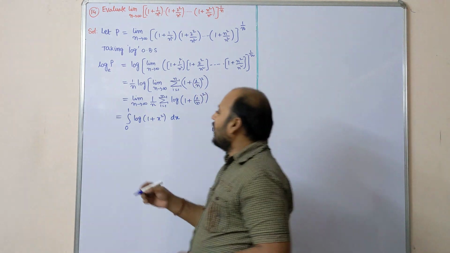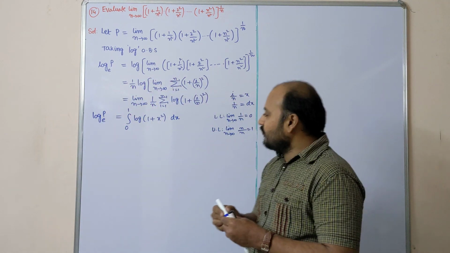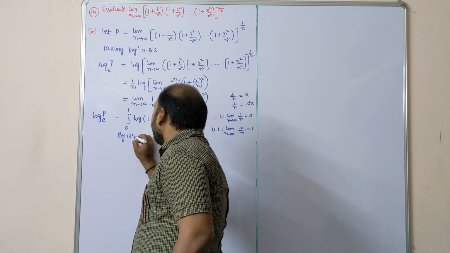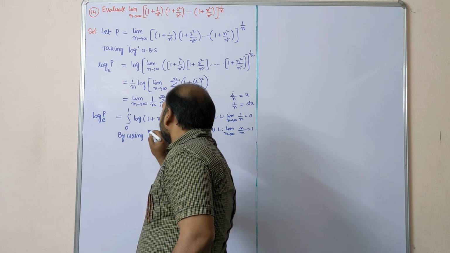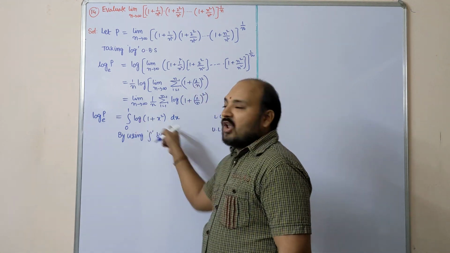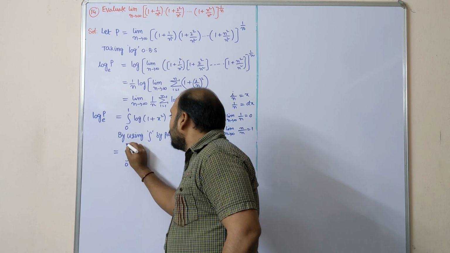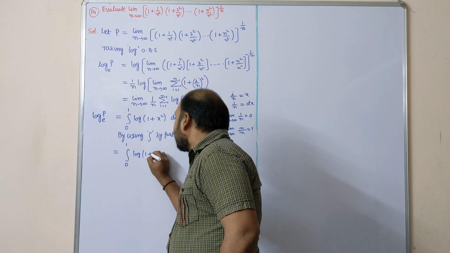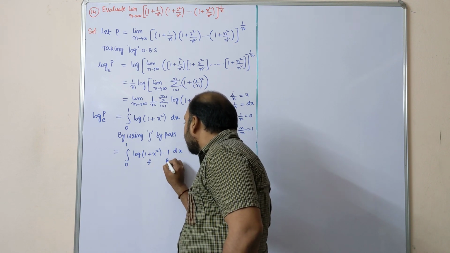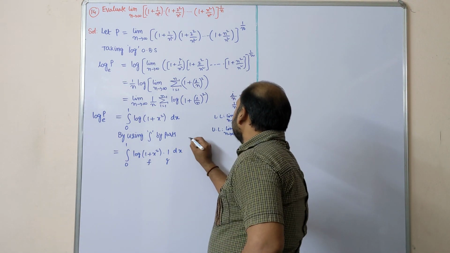Here we are going to apply integration by parts, dear students. This is log p to the base e. By using integration by parts, you know the integration by parts formula. Whenever a log function is there, into 1 we can write, that is g of x. Integral 0 to 1 of log of (1 plus x square) into 1 into dx. This is f of x, this is g of x, dear students. Integration by parts formula, for your convenience I am writing here.